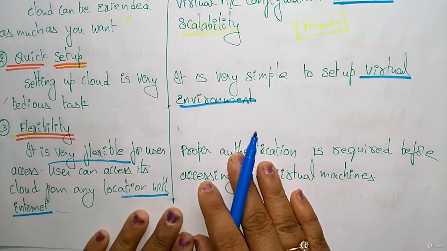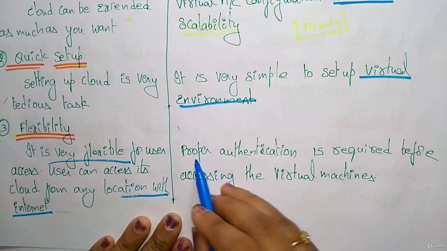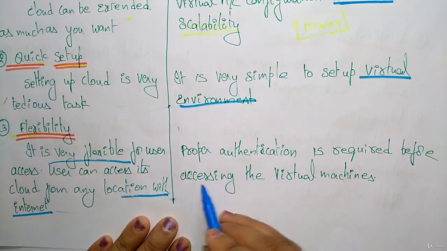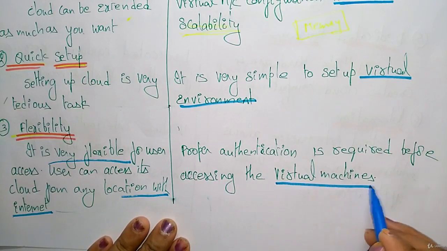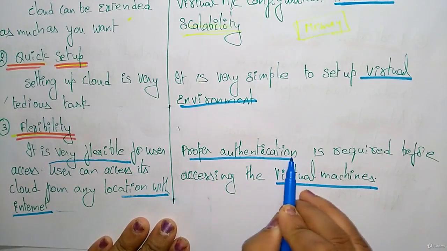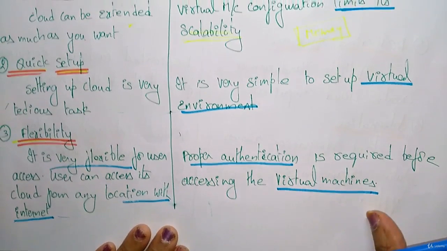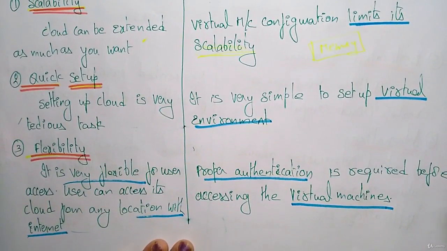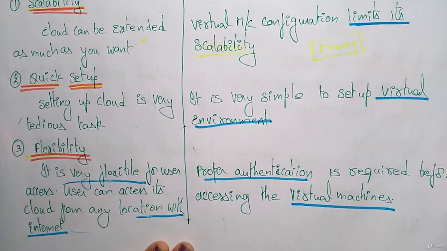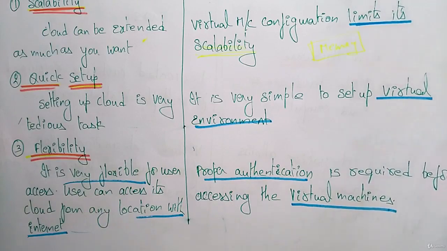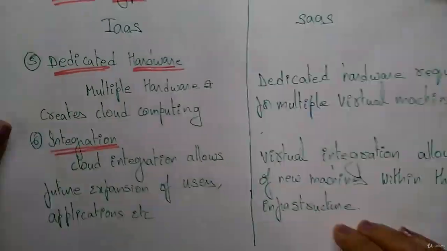Whereas in virtualization, if you talk about flexibility, proper authentication is required before accessing the virtual machines. If you want to access your machine, proper authentication is required. Whatever operating system you want to access, if you have the username and password, you can log into that operating system.